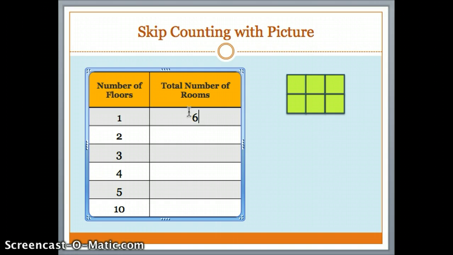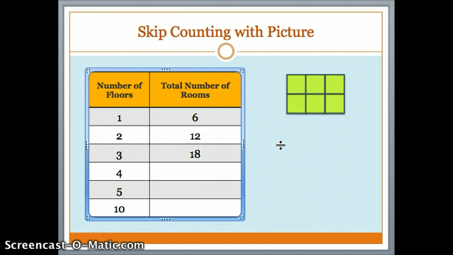I know that I'm going to count by this number. So let's use our picture to count on. I'm going to put 6 in my head and use the picture to count 7, 8, 9, 10, 11, 12. So on my second floor, I know that I have 12 rooms altogether. 6 on the first floor, and then 6 more gives me 12. Put 12 back in my head so I can count on for the third floor. 13, 14, 15, 16, 17, 18. We're skip counting by sixes, 6, 12, 18.